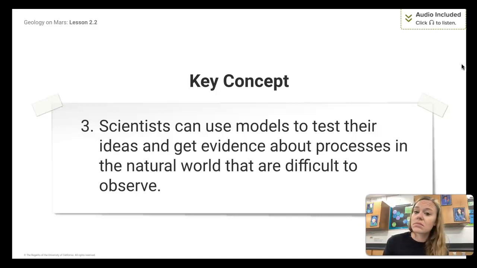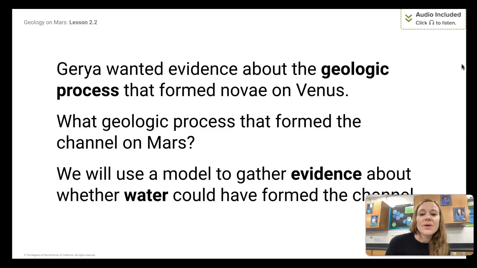It's just really cool. So today you are going to be looking at geological processes using a model and creating a model, and we are going to gather evidence about the water that we were looking at on Mars, so what geological process formed the channel on Mars. So we're going to start with a water model, and we are going to see if water could have formed that channel on Mars, and then we're going to look at a lava model and see if lava could have formed it. So we'll compare water and lava.